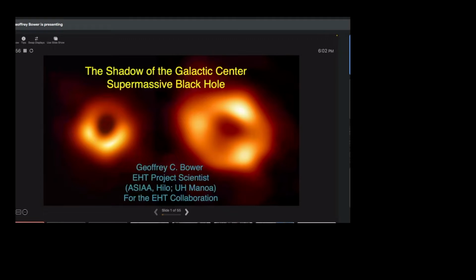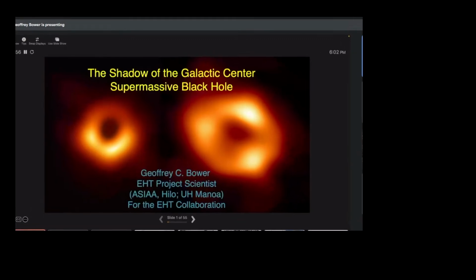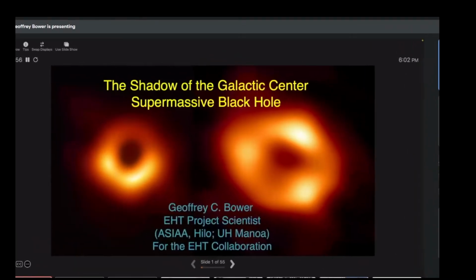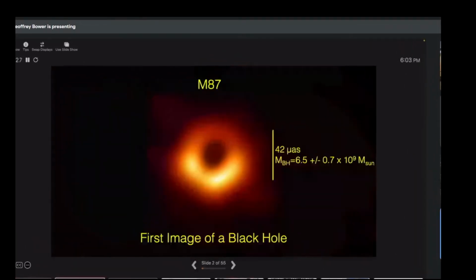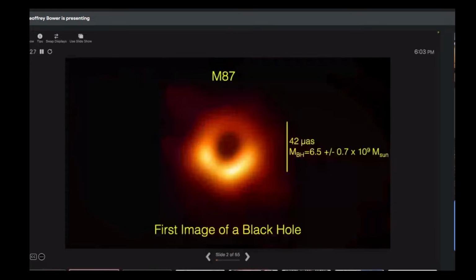image, 42 microarcseconds. Sorry, the page is not changing. Oh, now changed. Sorry. Oh, it did update? Now updated. Oh, okay. Sorry. Yeah.